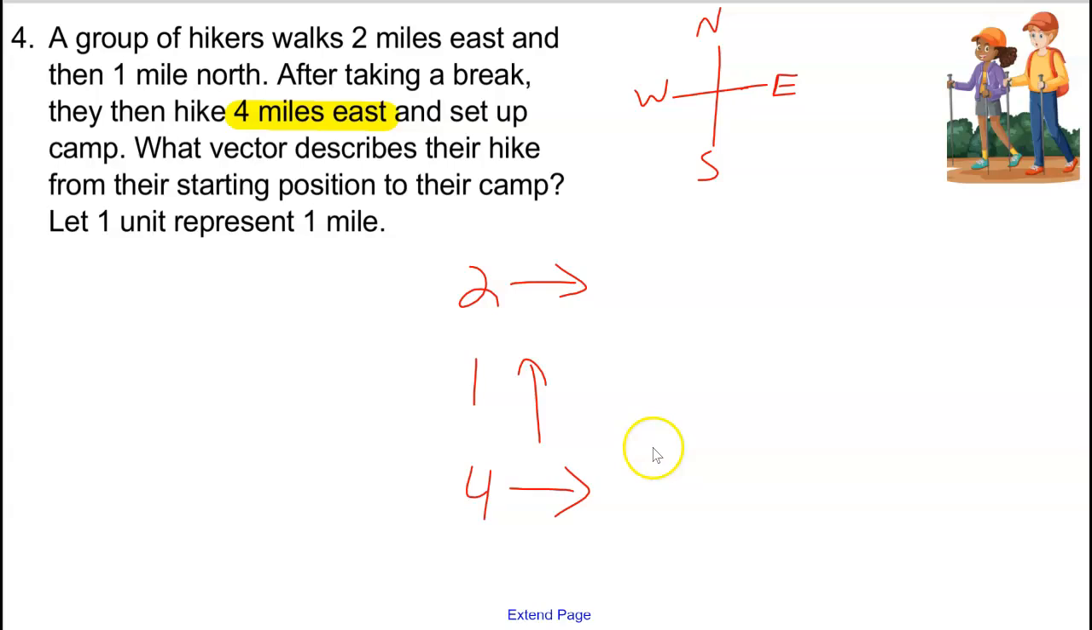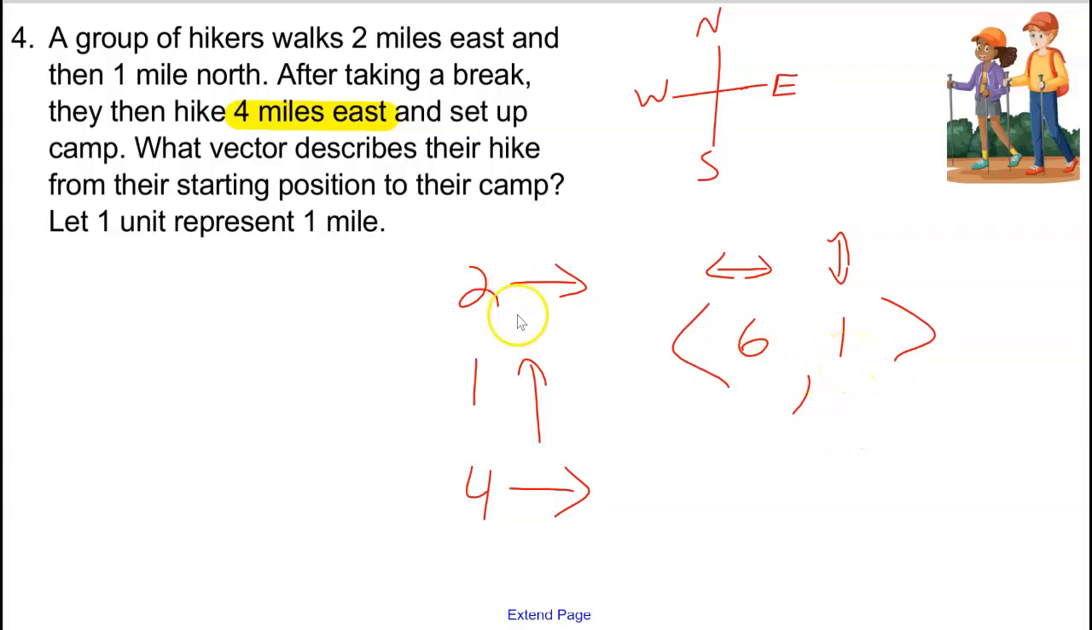Okay, so let's take a look at our vector. The first part of the vector goes left and right, and the second part goes up and down. What number should go here for the vector, and what number should go here? Now keep in mind, we want to use the total amount that we traveled, because it says from their starting position to their camp. All right, if you put 6 and 1, that's correct.